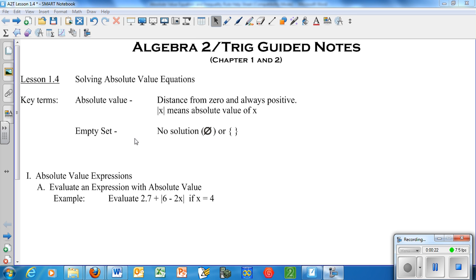The empty set: when you solve something and you get no solution, another name for that is the empty set. Here's the symbol and the notation for the empty set. It is a circle with a line through it, or you can use the set braces with nothing in there. Stating no solution is certainly acceptable.